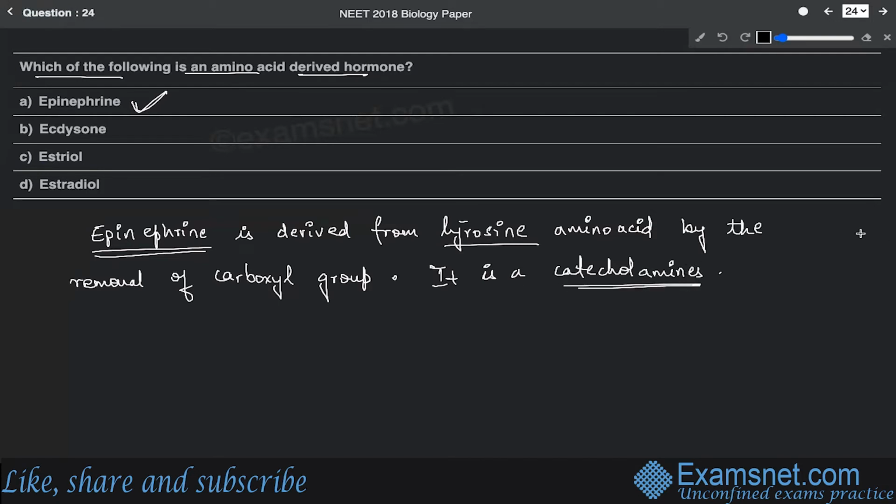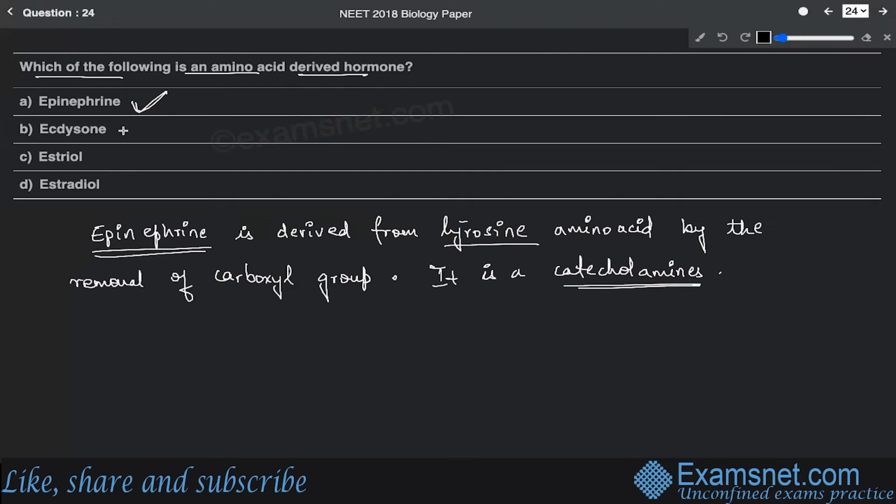All right, and epinephrine is basically a T3 hormone. Epinephrine, norepinephrine, these are basically the emergency hormones that are produced in the body during any kind of emergency situations. They are responsible for sympathetic actions in the body. Epinephrine and norepinephrine are amino acid derivatives, and they are released by the adrenal gland.